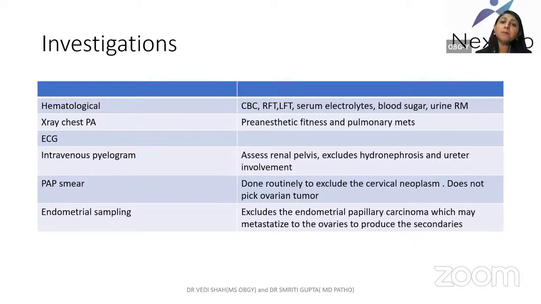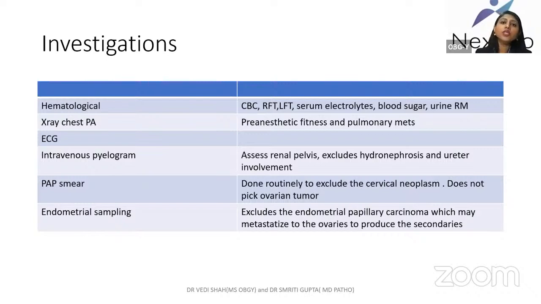Next, you also need to go for the pap smear examination. This helps in ruling out coexistent cervical carcinoma. But you need to understand here that the pap smear does not help in ruling out ovarian cancer. It is only for picking up coexistent cervical carcinoma. Next, you go for endometrial sampling.